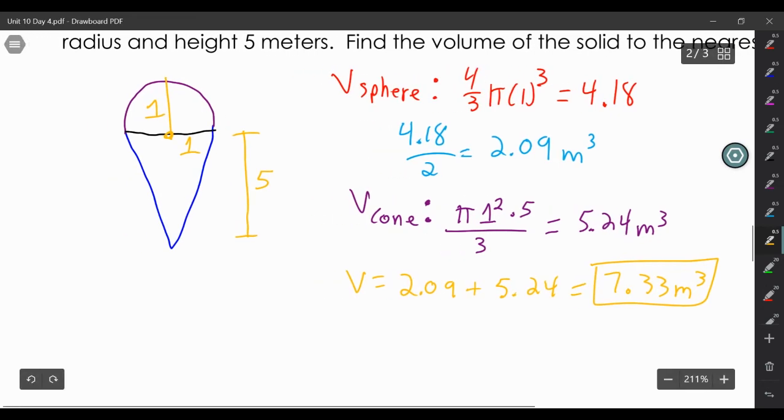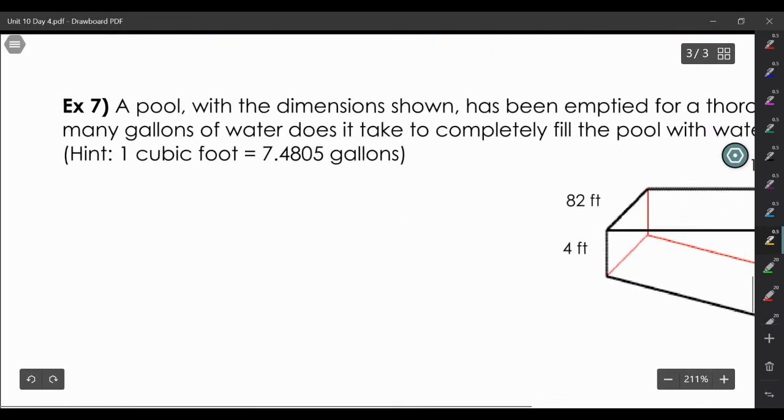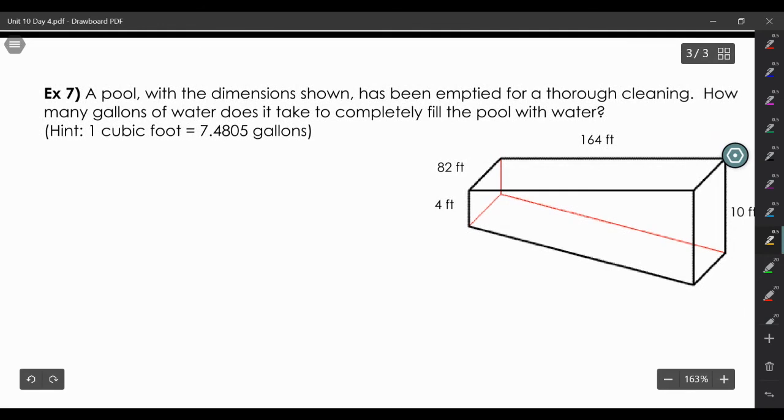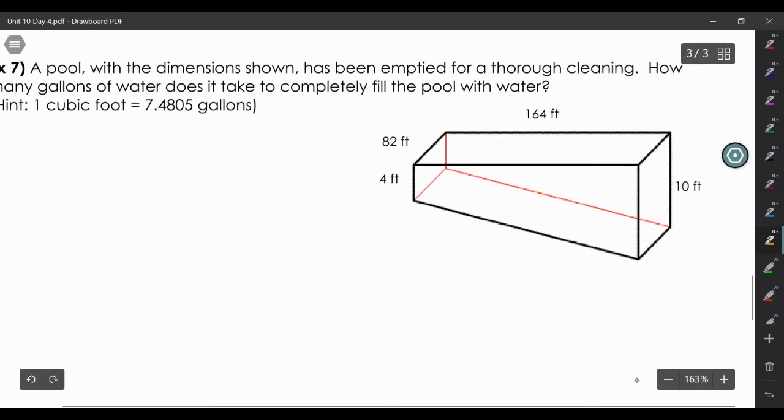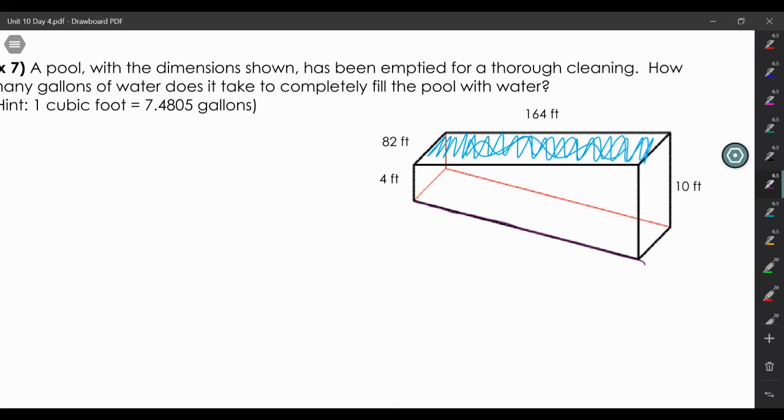All right, let's look at example number 7. We have a pool with the dimensions shown, and it has been emptied for cleaning. How many gallons of water does it take to completely fill the pool? Because you think about it, a pool has a shallow end and a deep end. So you can think about this up top as the pool, the water, the top of the water, and then down here, the pool gets deeper as we go into the pool.